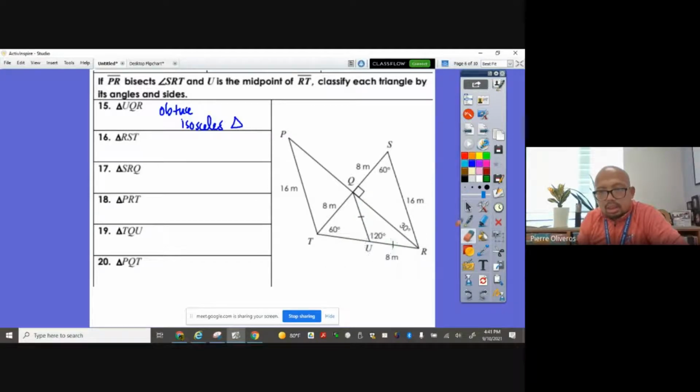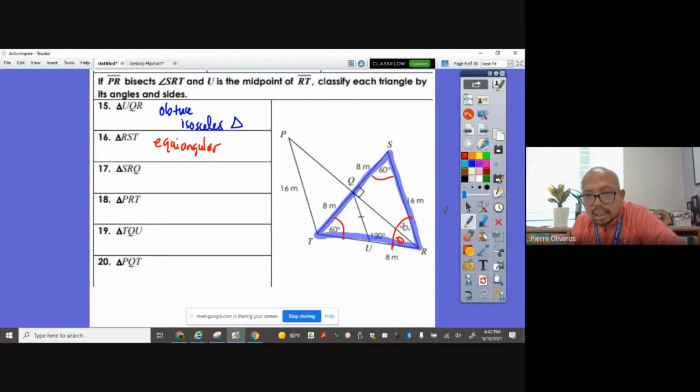RST. There you go. I have a 60 here, I have a 60 there, and this is 30 to 60. So we have equiangular. Let's see the side here. That's 8, that's 8, that's 16, this 8, and this is equal to that one, that's 8. So it's also equilateral triangle. Okay, very easy, right?